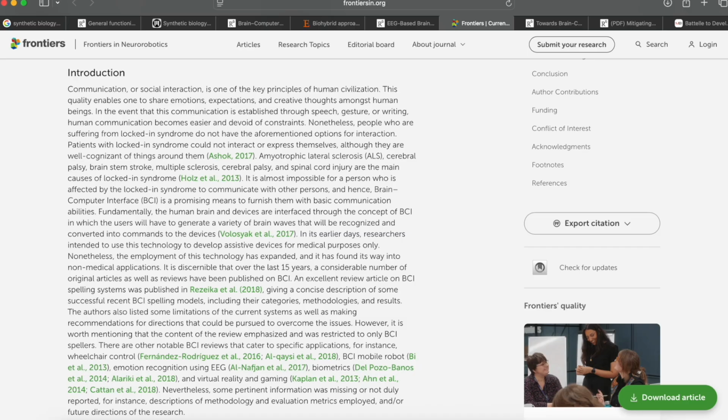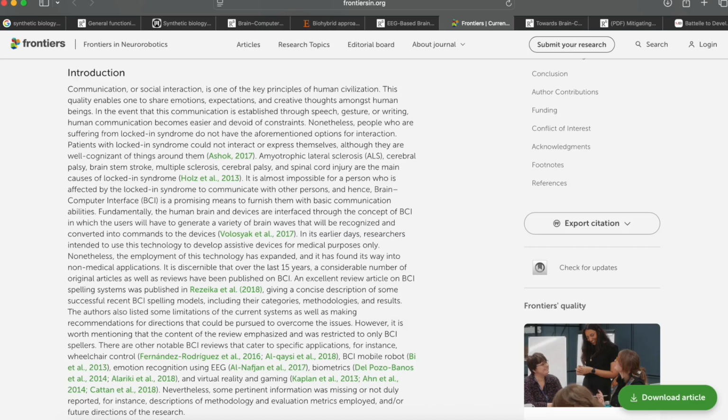Patients with locked-in syndrome cannot interact or express themselves, although they are well cognizant of things around them. ALS, cerebral palsy, brainstem stroke, multiple sclerosis, and spinal cord injuries are the main causes of locked-in syndrome. It is almost impossible for a person affected with locked-in syndrome to communicate with other persons, and hence, brain-computer interface is a promising means to furnish them with basic communication abilities.